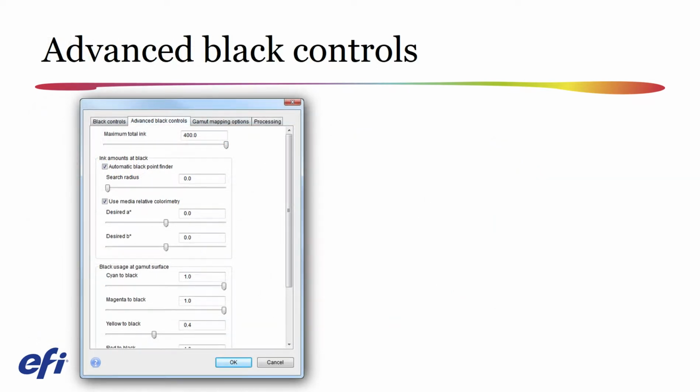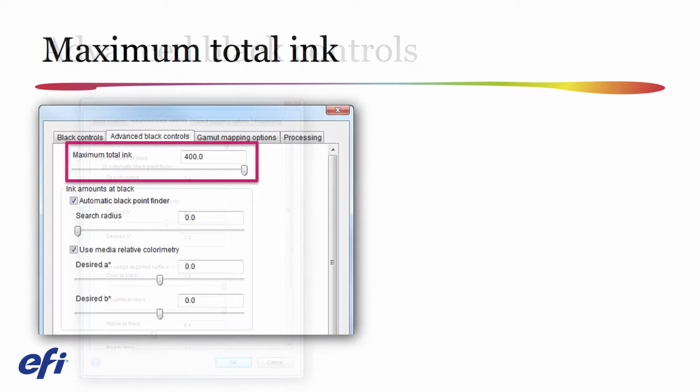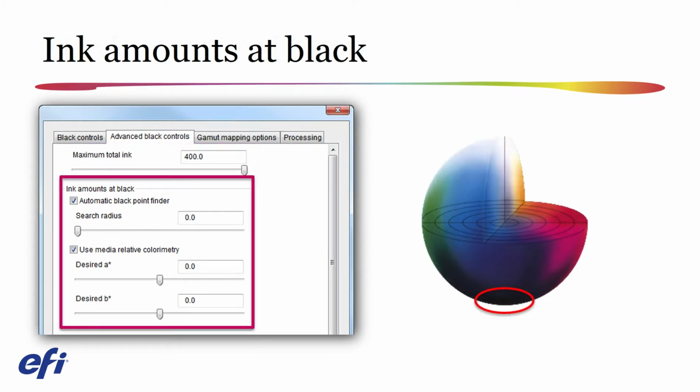Next, we'll explore the settings available on the Advanced Black Controls tab. The first control that we have available is a setting for maximum total ink. Other than when dealing with a problematic output device, you will probably leave this slider set to the maximum value, as you will have set the total ink limit correctly when building the EPL file. Next up is the Ink Amounts at Black section. This section is used to define the ink combination that sets the darkest point of your ICC media profile.